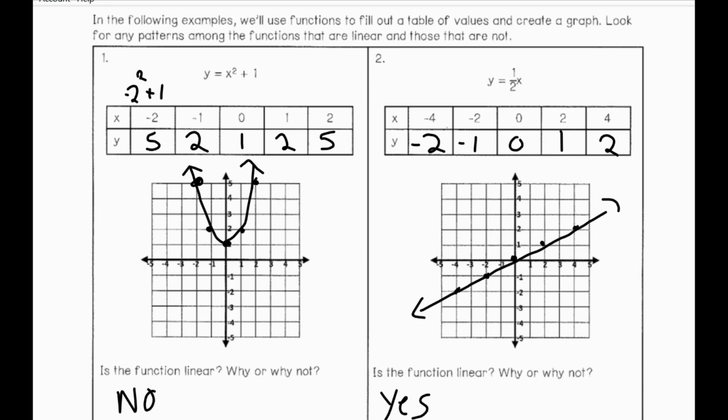So when I look at the differences between number 1 and number 2, notice here I have an x squared and no exponent here. So if a function is linear, it's going to be in the form y equals mx plus b, our slope-intercept form. If it's nonlinear, the x will have an exponent, or the x could possibly be in the denominator as well.